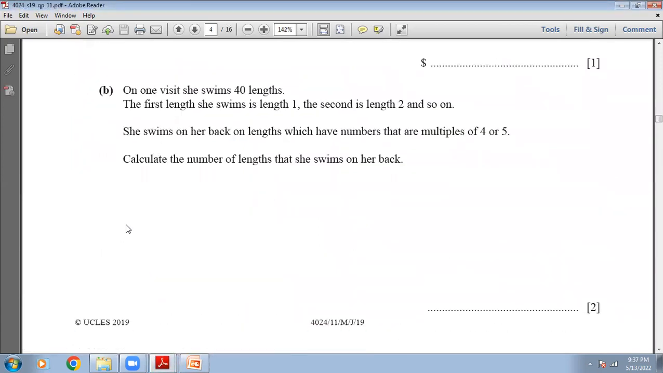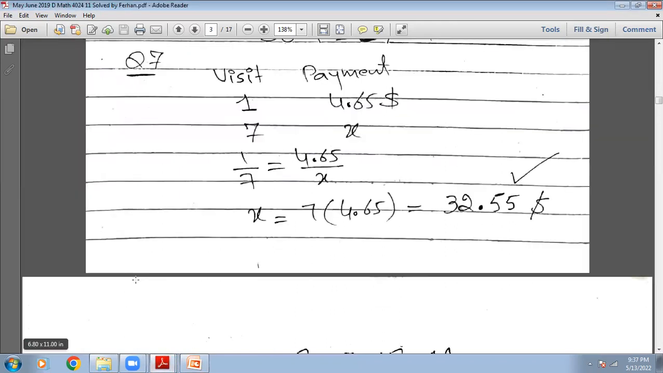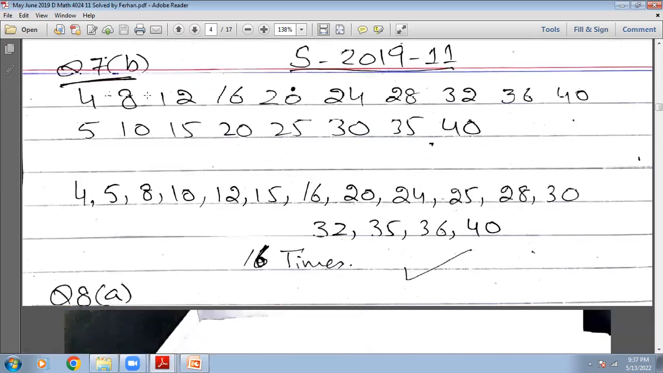He says on 1 visit she swims 40 lengths. The first length she swims is length 1. The second is length 2, and so on. She swims on her back on the lengths which have a number that is a multiple of 4 or a multiple of 5. Calculate the number of lengths that she swims on her back. Okay, we will write multiples of 4 and multiples of 5 up to 40. Let me show you. I have written this. This is the list of the multiples of 4, and this is the list of the multiples of 5 up to 40. So I will write them all.